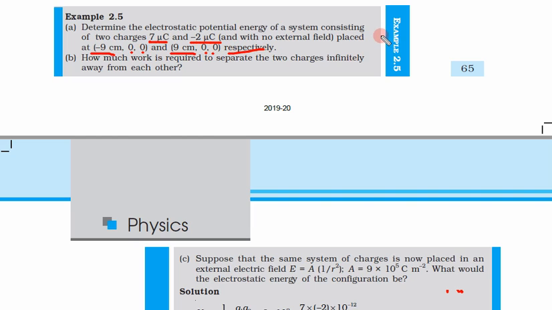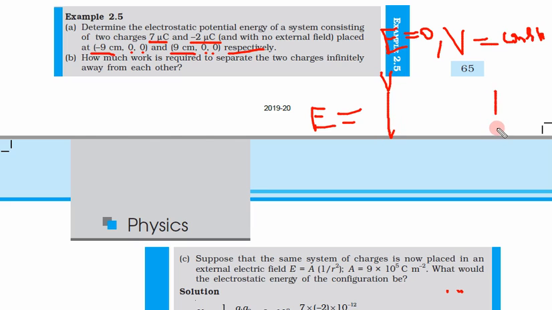So no external field means E is equal to 0, or V is equal to constant. How? E is obtained when we differentiate V, so there must be a difference in V. If potential here is V and here also V, there is no difference, so there is no electric field. But it does not mean there is no potential. If E is 0, we have already discussed that this does not mean that V is also 0.